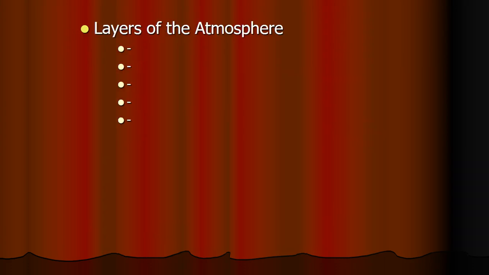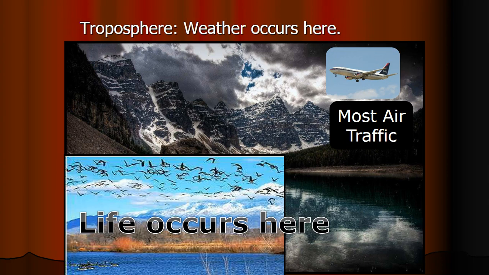So our atmosphere has a couple of different layers. The first layer is the troposphere. This is where weather happens. This is where we live, so this is where life happens. And this is where most air traffic happens. Occasionally a plane will have to go into the stratosphere, like to get around a storm, but most planes don't fly in the stratosphere all the time.